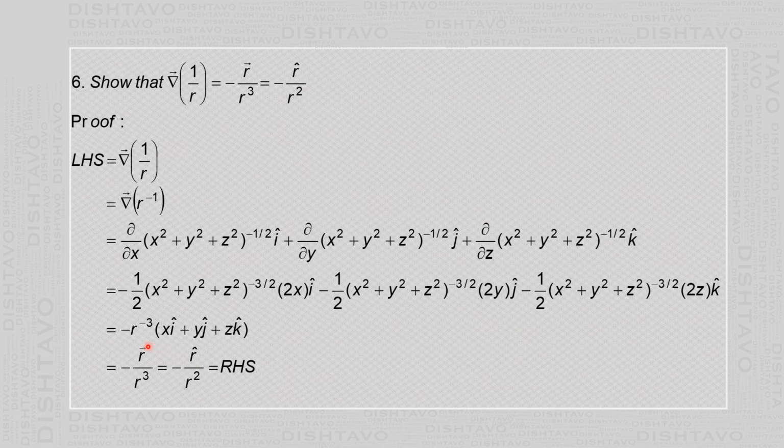This minus r raised to minus 3 comes down to the denominator as r cube, and what is there in the bracket, x i cap plus y j cap plus z k cap, is the position vector, vector r. The position vector divided by the magnitude of the position vector, that is vector r divided by r, is r cap, and what remains in the denominator is r square, and that is equal to the right hand side.